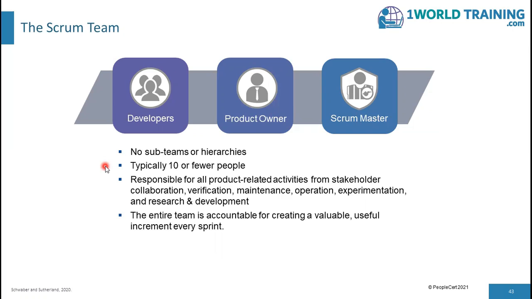The Scrum team is responsible for all product-related activities mentioned here, such as stakeholder collaboration, verification, maintenance, operation, experimentation, research and development, and anything else that might be required. They are structured and empowered by the organization where they work in order to manage their own work, which means they are self-managing.